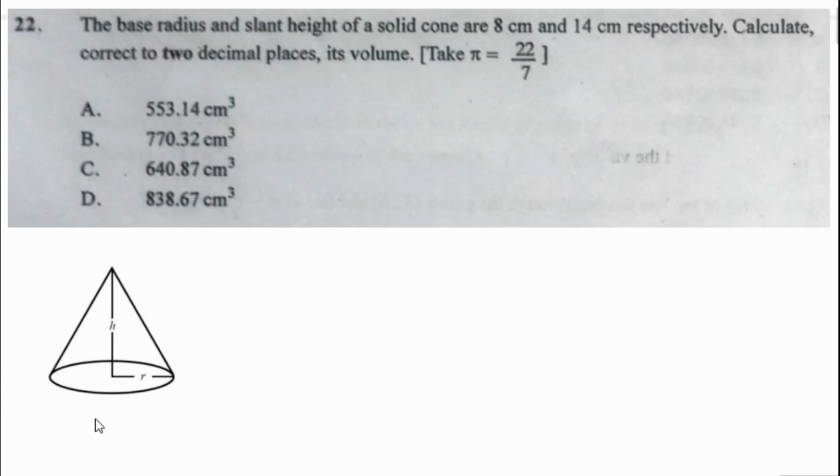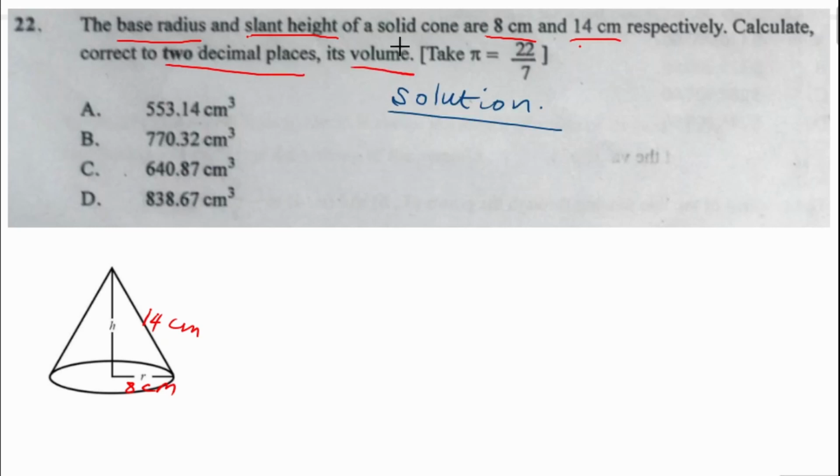Alright, so this is the picture of a cone, and the question says that the base radius of the cone is 8 centimeters. That means we have 8 cm here, and the slant height of the cone is 14 centimeters. So this is 14 centimeters. Calculate correct to 2 decimal places the volume of the cone. So we start by writing the formula for the volume of a cone, and that is V equals 1/3 pi r square h. But you can see that from all of this, the h is not given in the question.